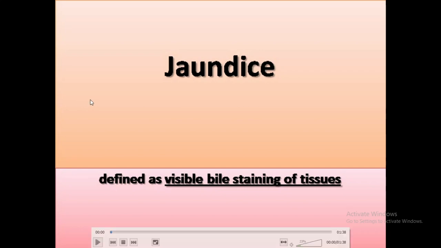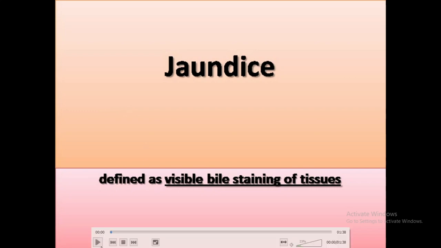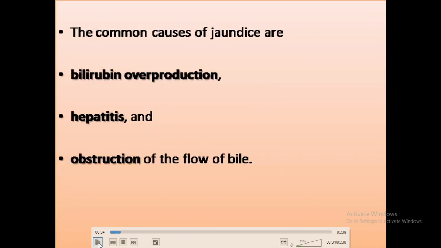In this video lecture, we will discuss jaundice. Jaundice is defined as visible bile staining of tissues, and it is a symptom rather than a disease. It is a symptom most of the time because of liver diseases. Depending on that, it is classified into three types: prehepatic, hepatic, and post-hepatic. The common causes of jaundice are bilirubin overproduction, hepatitis, and obstruction of the flow of bile.